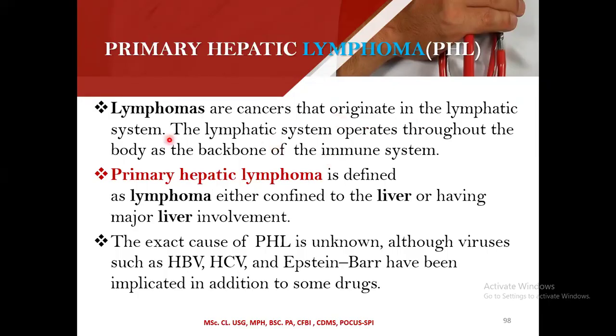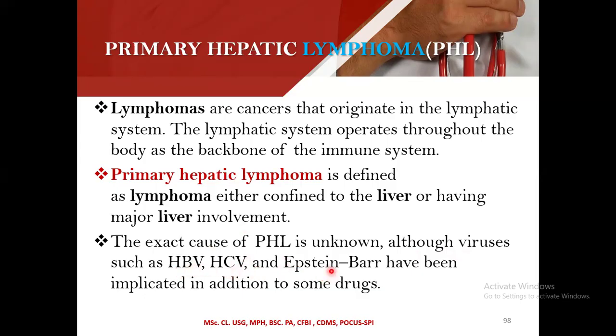Lymphomas are cancers that originate in the lymphatic system. The lymphatic system operates throughout the body as the backbone of the immune system. We all know that the lymphatic system is the main thing when it comes to the immune system. So primary hepatic lymphoma is defined as lymphoma either confined to the liver or having major liver involvement. Primary meaning it started from the liver and is confined to the liver, or the liver is the most affected. Do you understand?